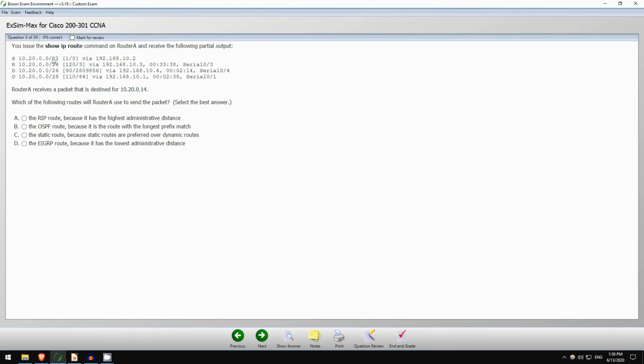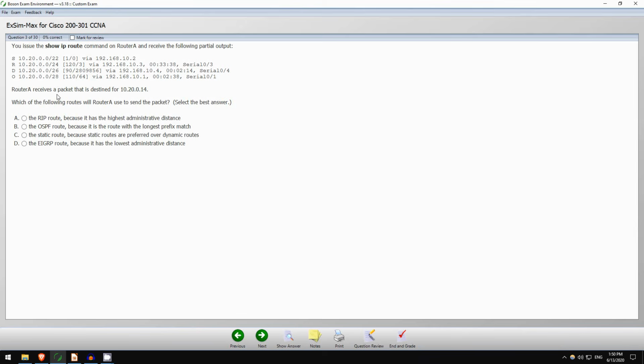The static route is /22, /24, /26, /28. So these are not the same destination. So that's why, even though the static route has the lowest AD, it's the most preferred, all of the routes appear in the routing table, not just the static route.